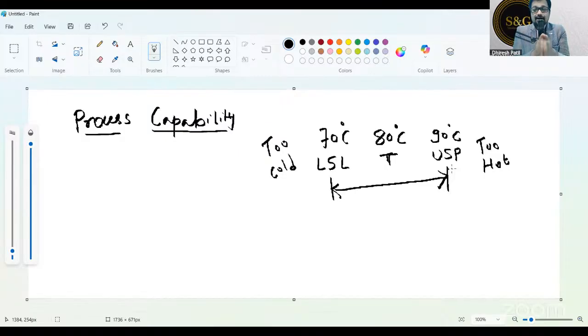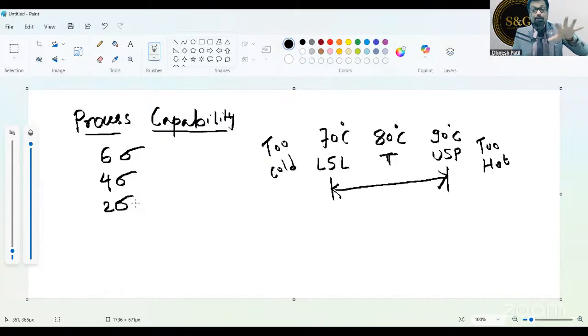So we need a specification limit to identify process capability. And that's what, when we say 6 sigma or 4 sigma or 2 sigma, these are the process capability numbers. 6 is a very high process capability number. 4 is a medium process capability number. 2 is a lower capability number.